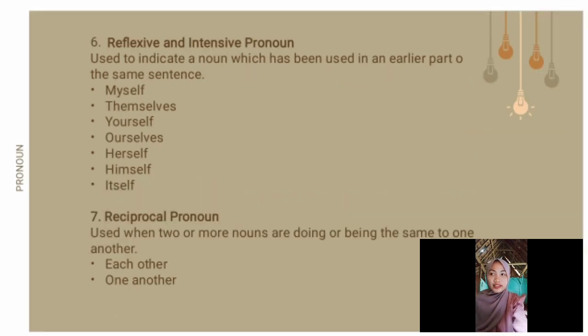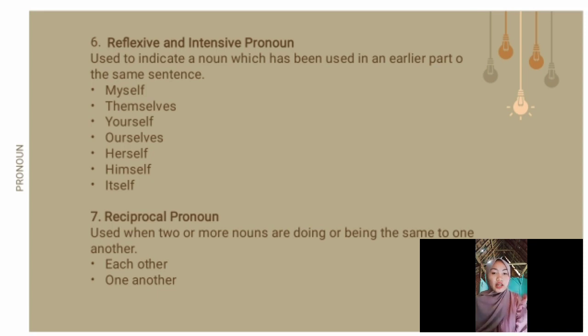And six, reflexive and intensive pronoun. Reflexive and intensive pronouns are used to indicate a noun which has been used in an earlier part of the same sentence. Myself, themselves, yourselves, ourselves, herself, himself, itself.